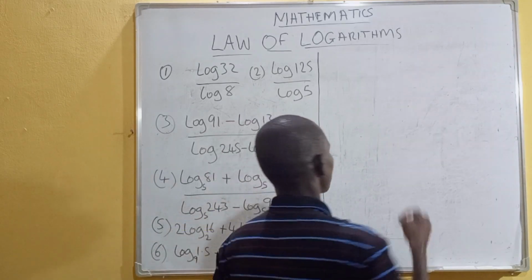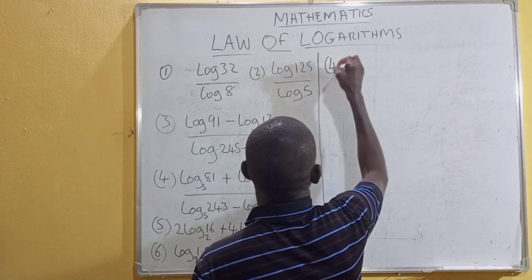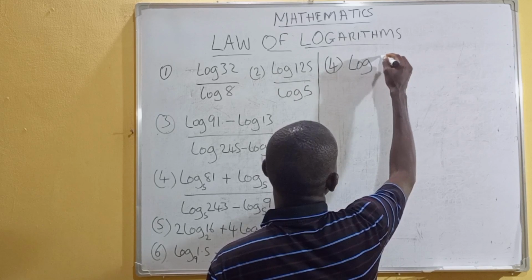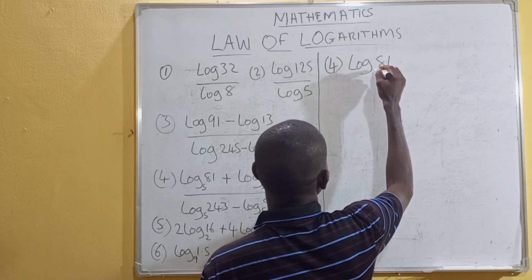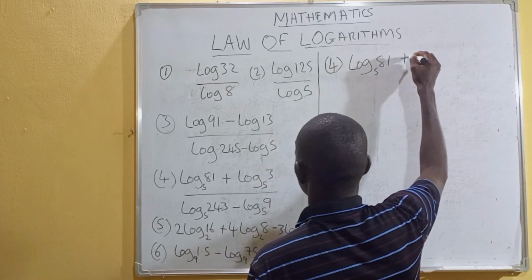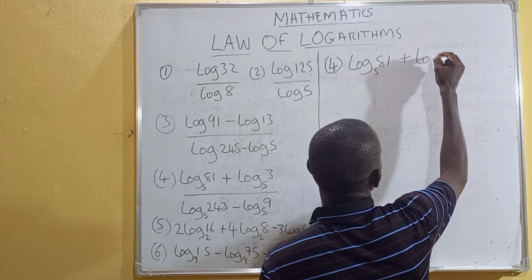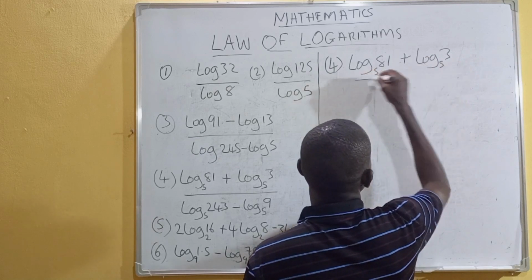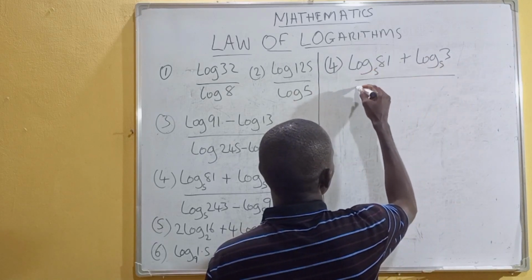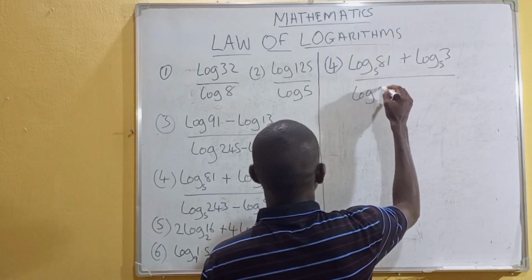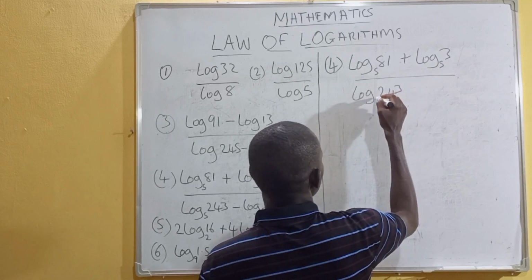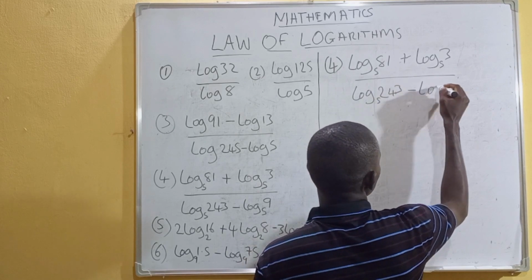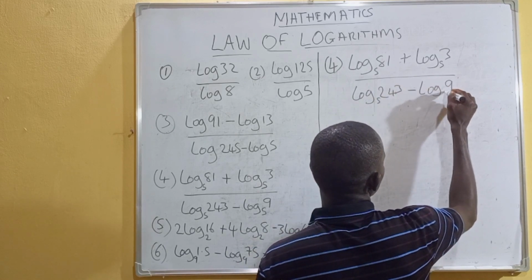Question 4. We have log of 81 with a base 5 plus log of 3 with a base 5 divided by log of 243 with a base 5 minus log 9 with a base 5.